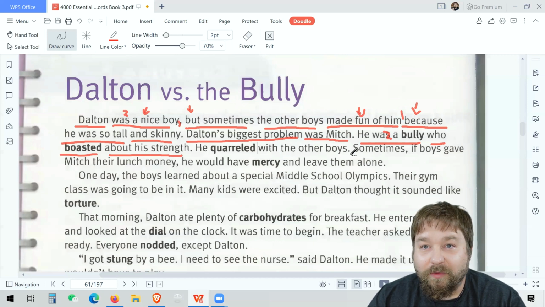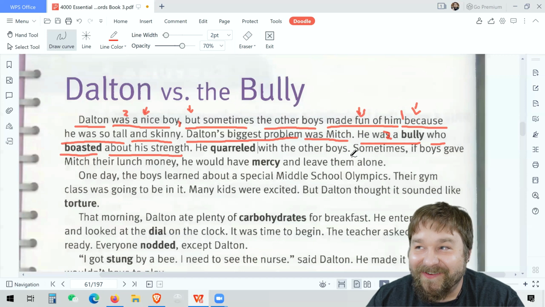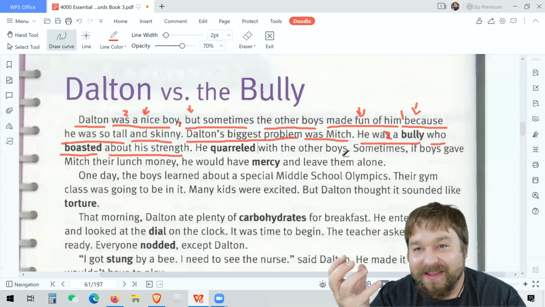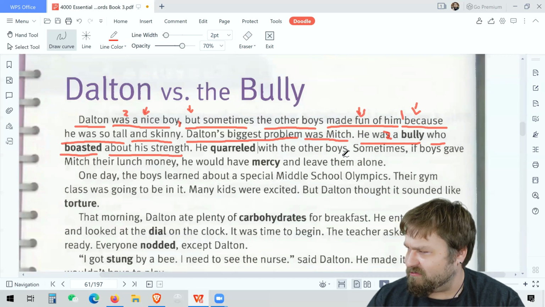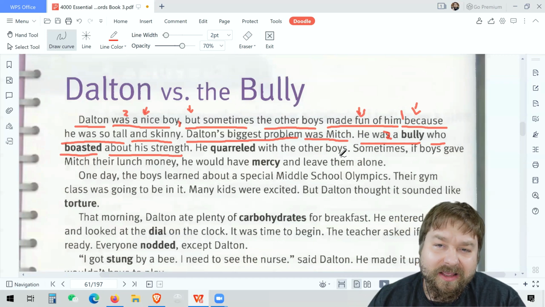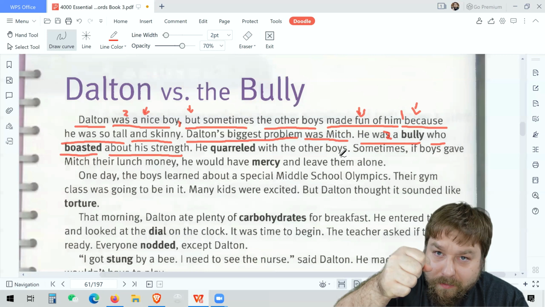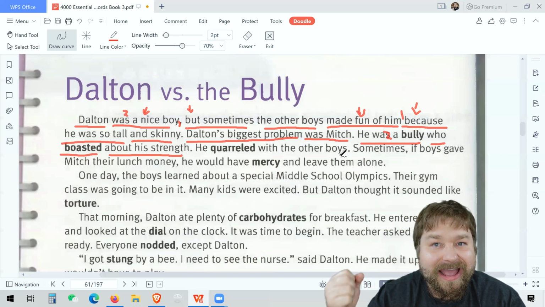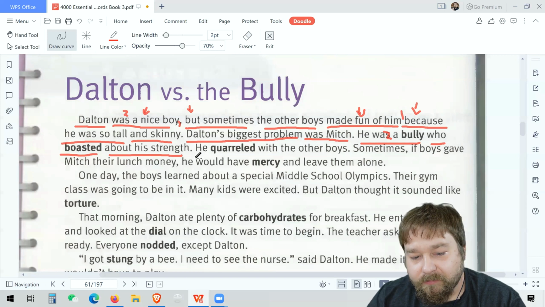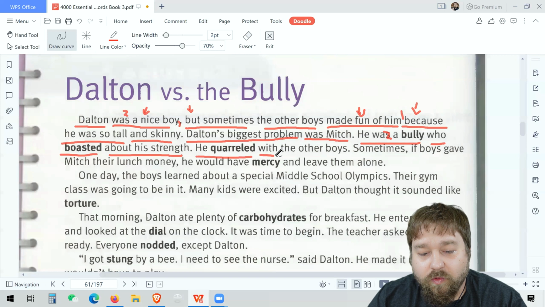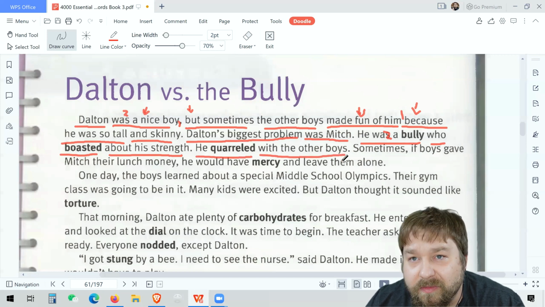Okay. Well, we have a hard word there, so we have to take some consideration for that hard word, quarreled. He fought, right? Well, fight means boom, boom, boom, but quarrel means da, da, da, da, da, and boom, boom, boom. So two things kind of happened. He quarreled with the other boys. He quarreled, how? With the other boys.